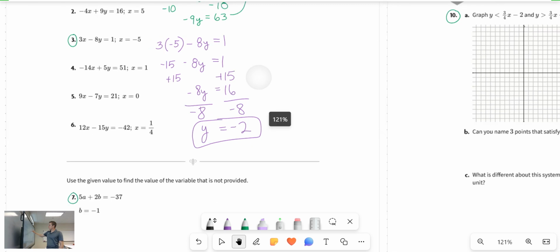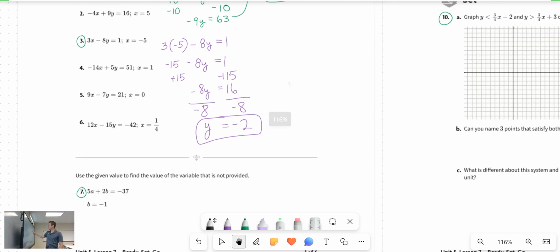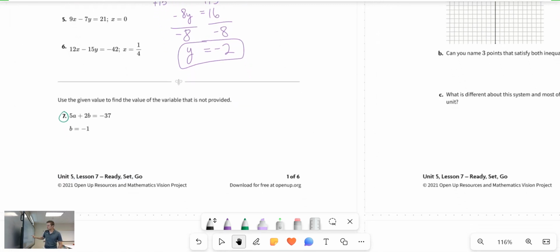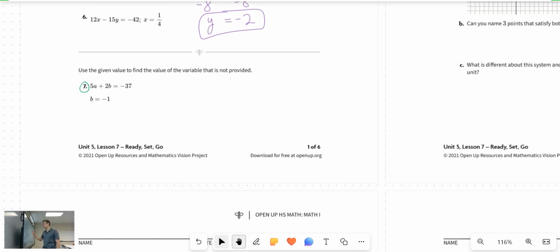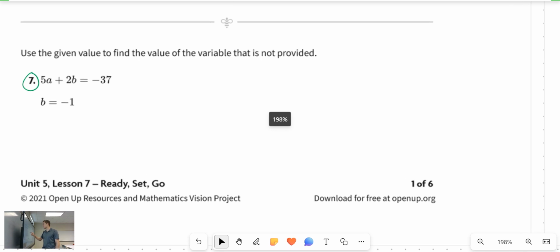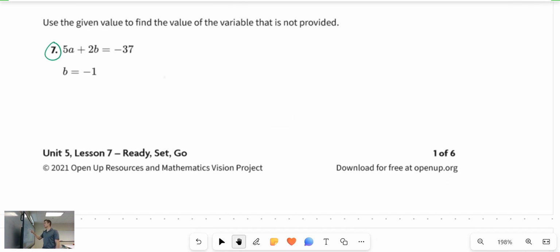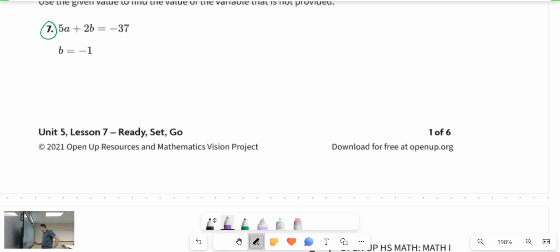All right. Zoom out a little bit here and scroll down. Use the given value to find the value of the variable that's not provided. So it seems like this is just the same, but instead of using x's and y's, we're now using any two variables that they give us. So in this case, they gave us a and b, and they've provided a value for b, so we can plug that in.